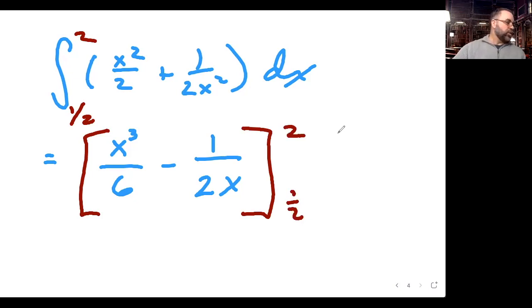So we'll put that in there, and this is the 8/6 minus 1/4, minus put in a half. Anyway, you get the idea. I'll spare you the arithmetic here, and get that arc length would be 33/16. Okay, so there's arc length.